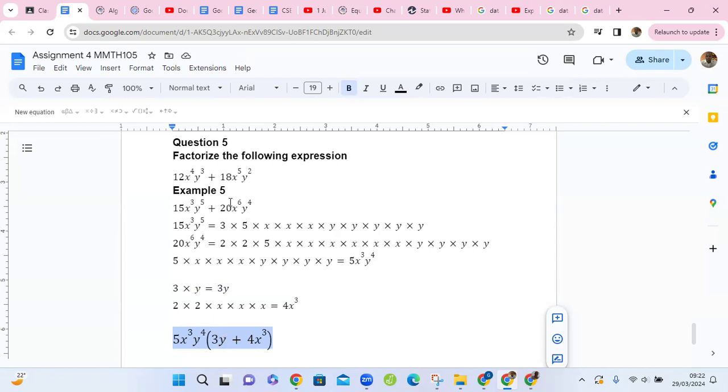And when x to the 6, y to the 4 was divided by x to the 3, y to the 4, 6 minus 3 is 3. So that's why we have x to the 3. And 4 minus 4 is 0, so y to the 4 cancels out. And that's another way to prove that this is the factored version of this expression here.